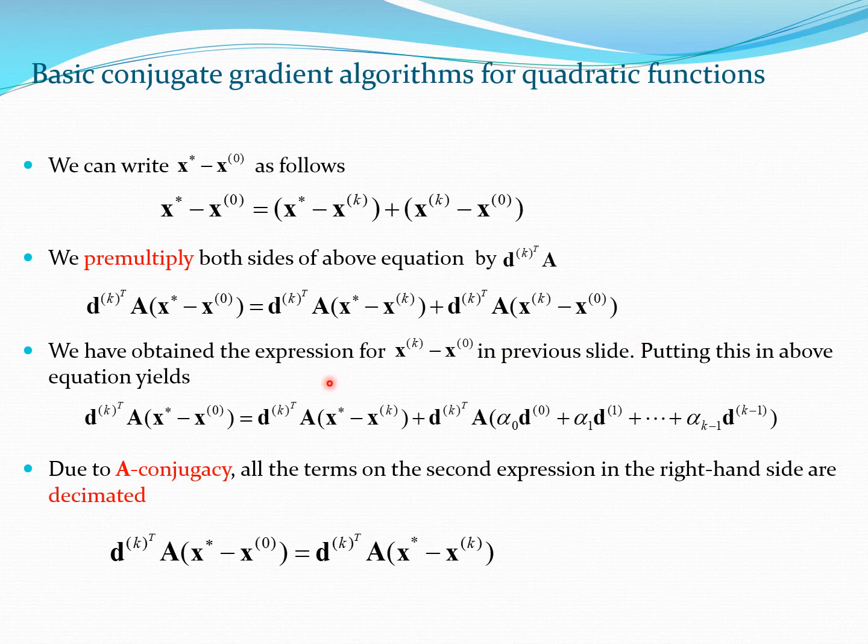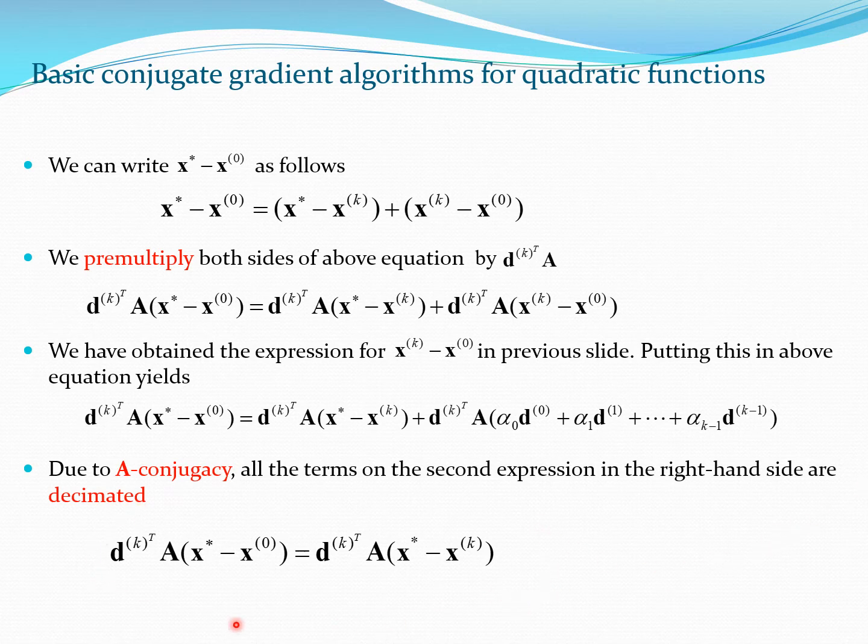Now we have obtained the equation for xk minus x0 in the previous slide. So substitute that equation here and we get this big term with all the terms ranging from alpha 0 to alpha k minus 1. Now once again you think about the A conjugacy property. All these terms do not have k in them, and therefore they are all going to be decimated or wiped out. Essentially whatever is going to be left is this term here and this term here. So two terms are going to survive this process, and these are the two terms here. Okay, so you can take a look at this.